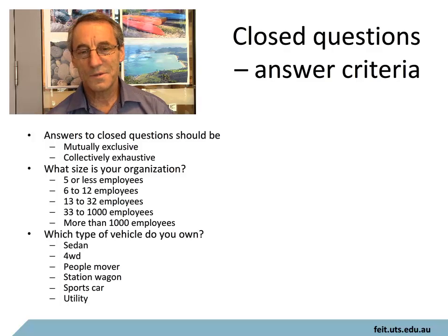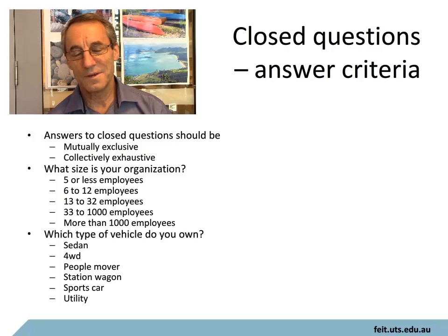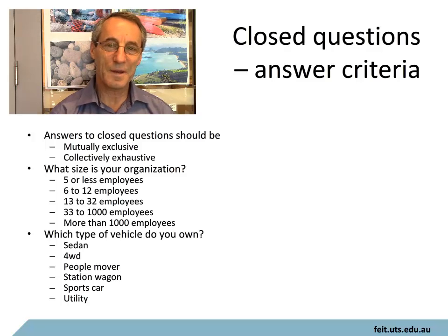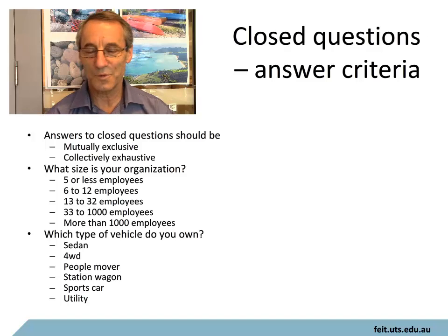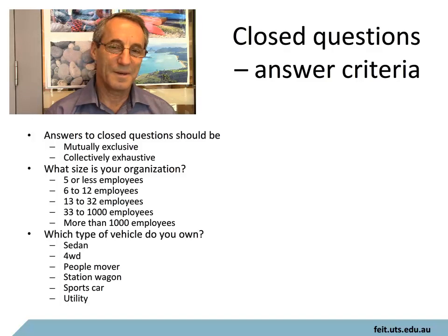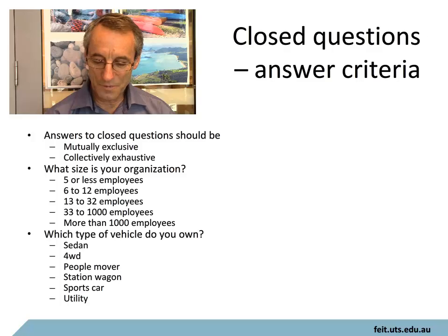There isn't the commonly found problem where you'd say less than 5, 5 to 10, 10 to 15, 15. All right, so you've got this overlap. Now, how does a person answer? Do they answer in the less than 10 or 10 to 15 or 15 to 20? And that crops up more frequently than you might think.